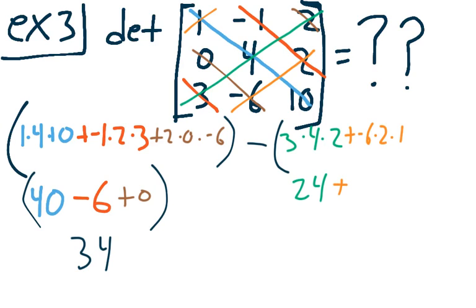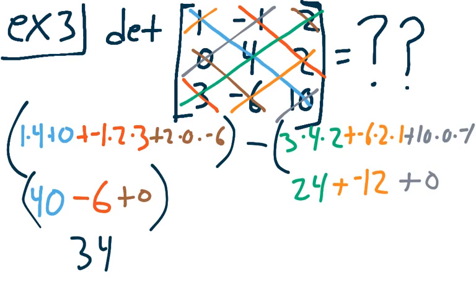And then let's pick one more, we'll go gray. 10 times 0 times negative 1. This one's nice because it's just going to be nothing. So then, bring that negative sign down, of course, that minus sign. So 24 plus negative 12, that's 12. So 34 minus 12, I get 22.